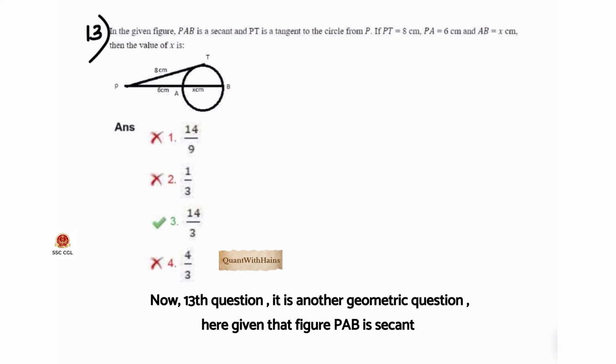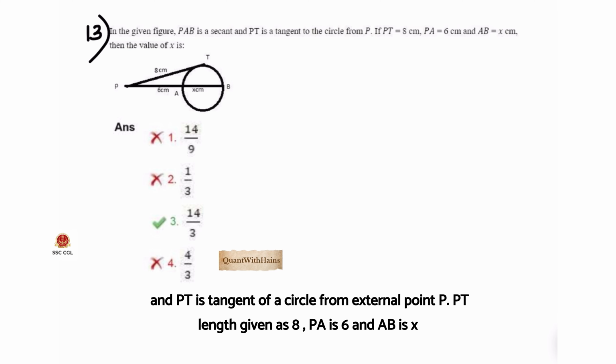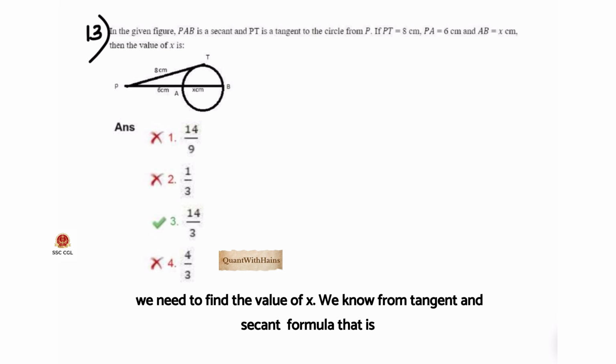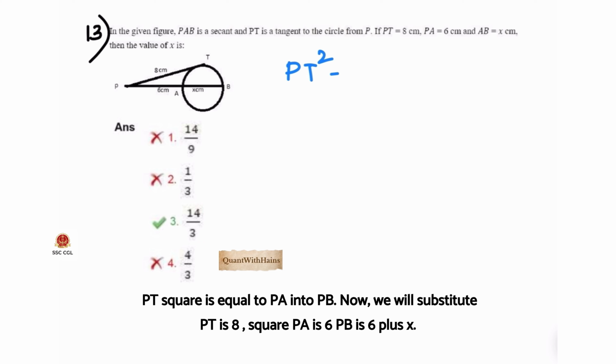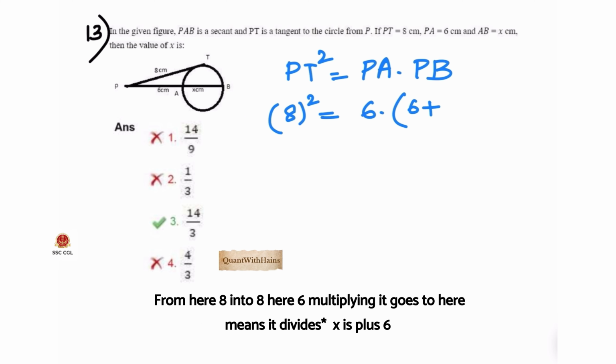Here it is given that in the figure PAB is a secant and PT is a tangent of a circle from external point P. PT length is given as 8, PA is 6 and AB is x. We need to find the value of x. We know from the tangent and secant formula that PT square equals PA into PB. Now we will substitute. PT is 8 square, PA is 6, PB is 6 plus x.